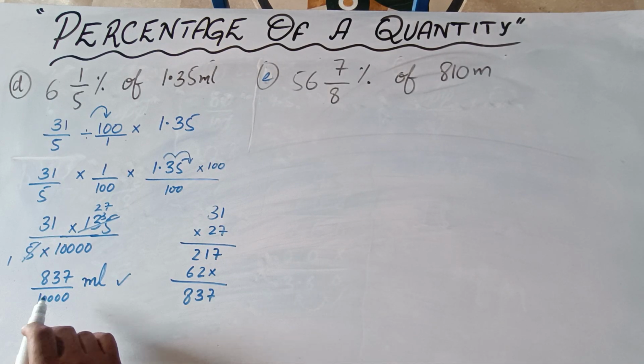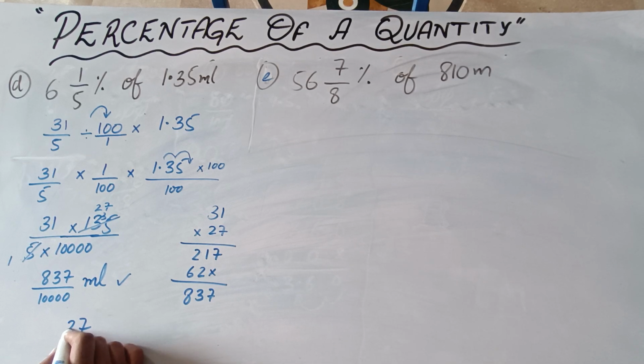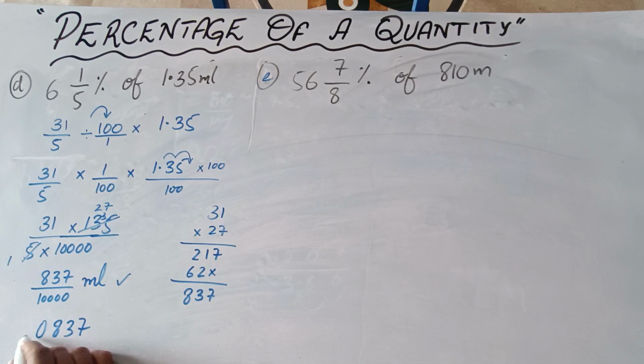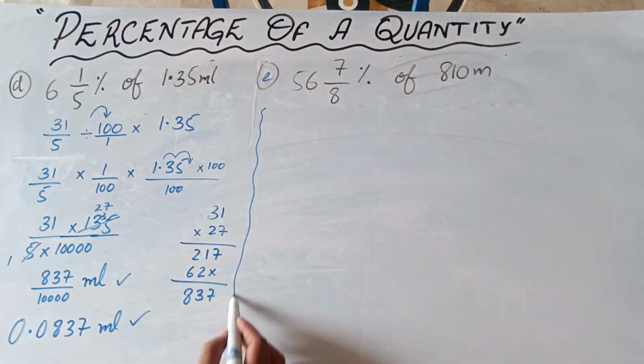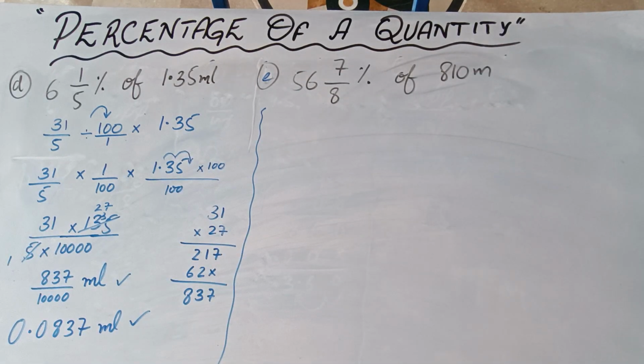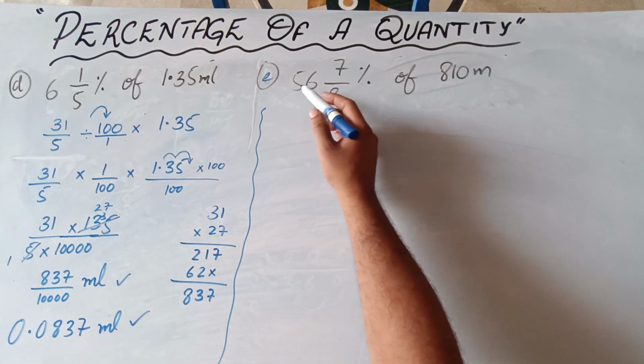And if you want to give the answer in decimal, we can give like this. We will move its decimal 4 times backward because it is having 4 zeros in it. 0.0837 ml. So both of these two answers are acceptable. Now let's look at over here. Again we will do the simple maths.